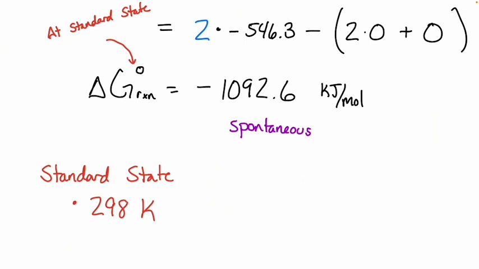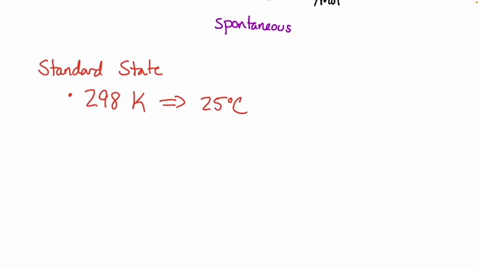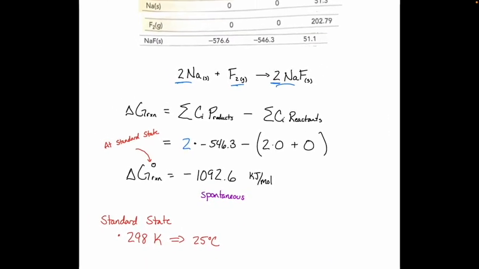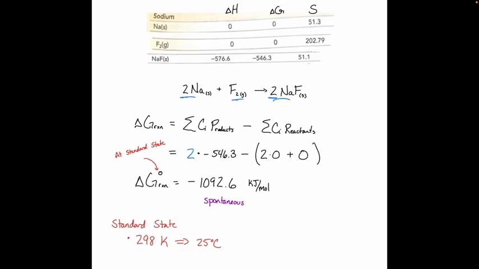So those values that you calculate here tell you whether or not a reaction is spontaneous at a specific temperature. I know that this reaction is very spontaneous at 298 Kelvin, which by the way is 25 degrees Celsius or room temperature. So this reaction will occur at room temperatures.